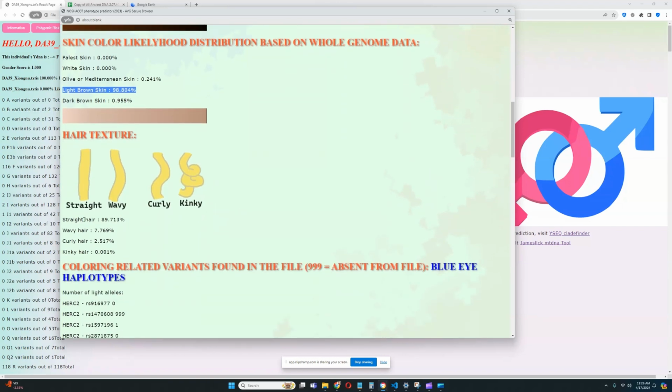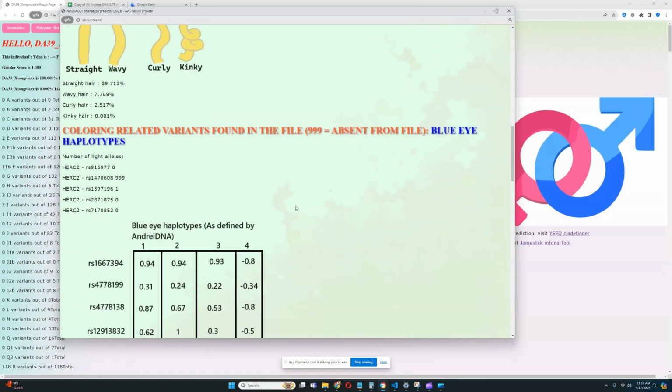For hair texture, looks like he's got straight hair as well. That is also quite precise. 89% is a big number. So he's got 89% likelihood of straight hair. Likelihood of wavy or curly hair is pretty much nothing here, and there is no likelihood of kinky hair at all. So he's definitely got straight hair.